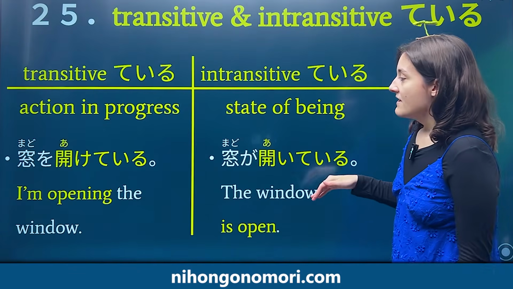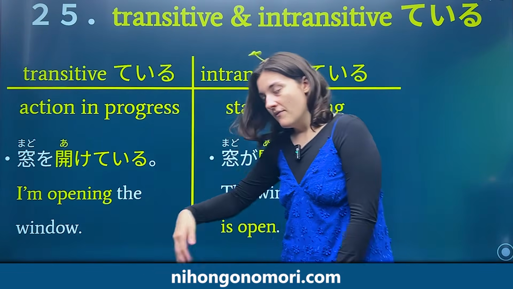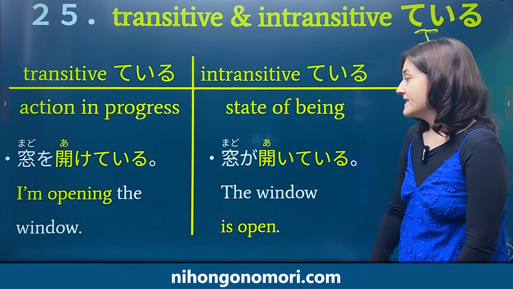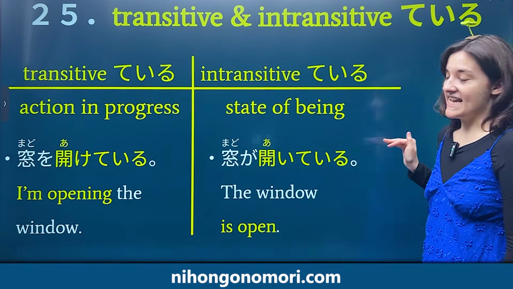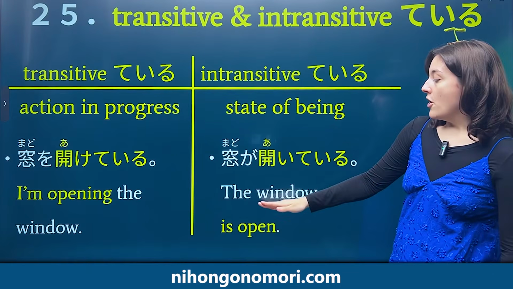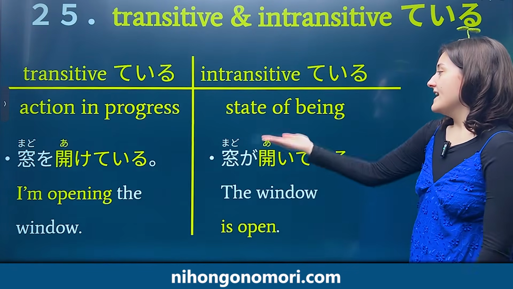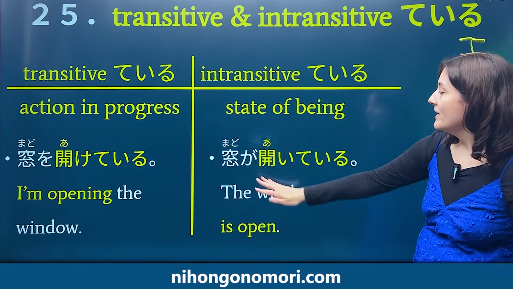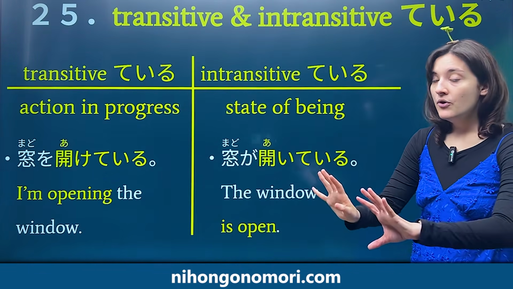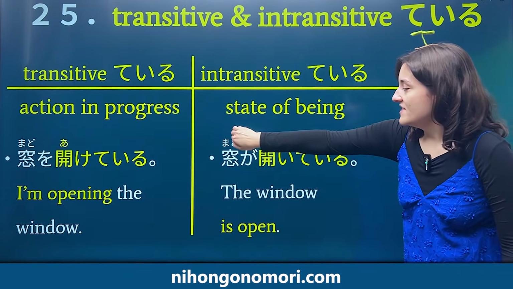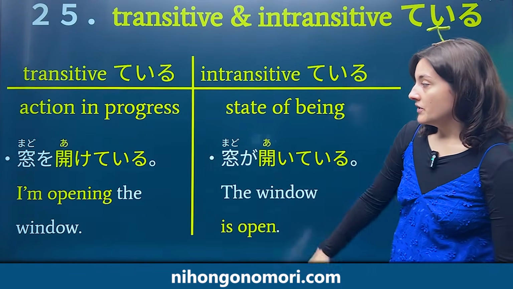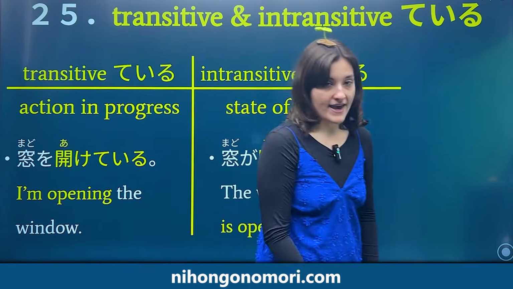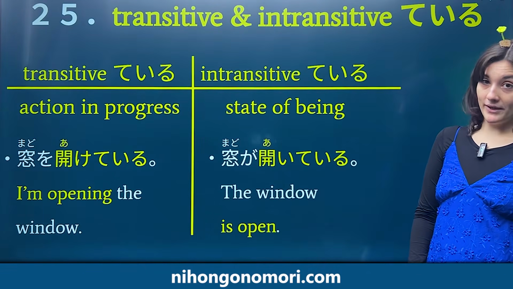Now, when we take that same verb, but its intransitive form, the meaning becomes slightly different. We get mado ga aiteiru. This means the window is open. It describes a state of being, right? So because there's nobody here acting on the window, it's describing the state of the window. So here we have, I'm opening the window. And then here we have, the window is open.